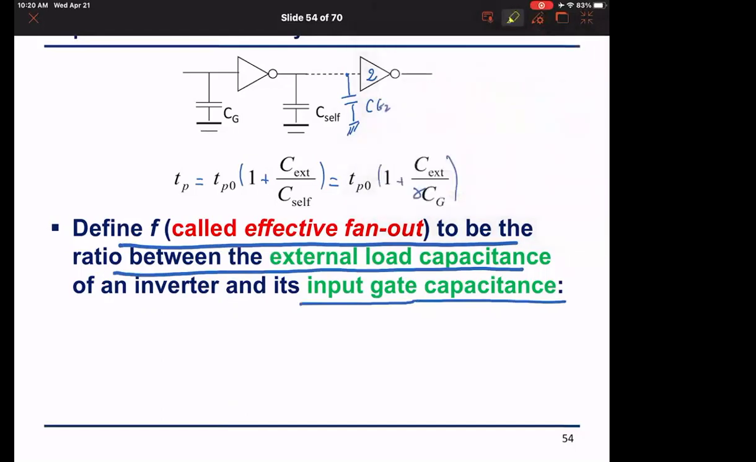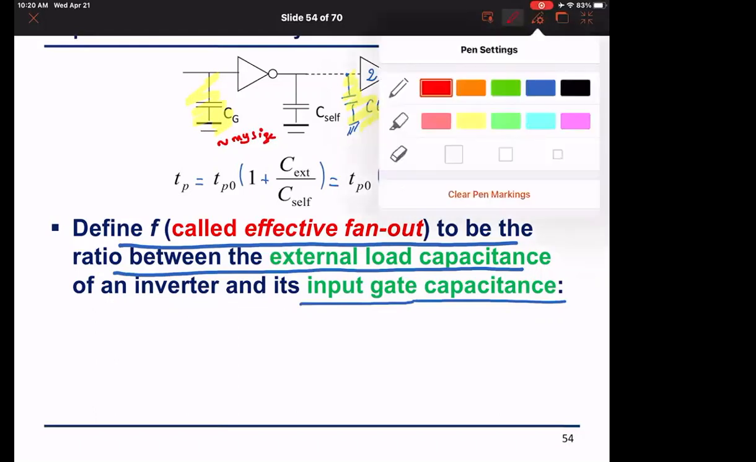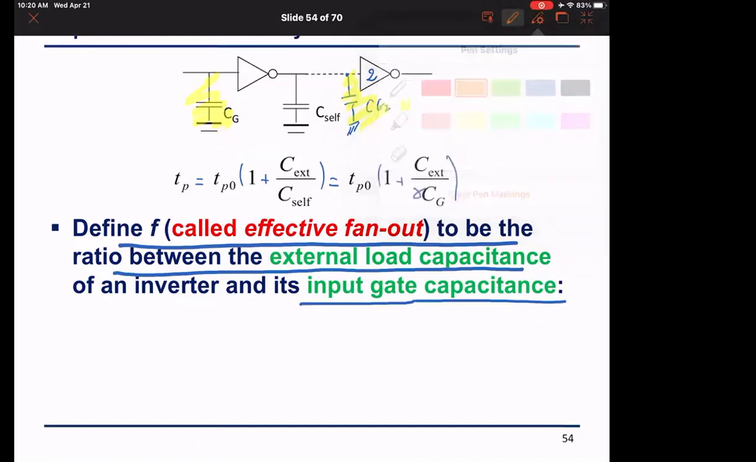So if I try to define F as the ratio of how much load this puts on me compared to me. Why do these matter to me? Because how much load he puts on me is proportional to his size, and my CG is proportional to my sizing or my area. So we will define the fan out. F is equal to C external over my CG. We will use the fan out to compare the sizing.